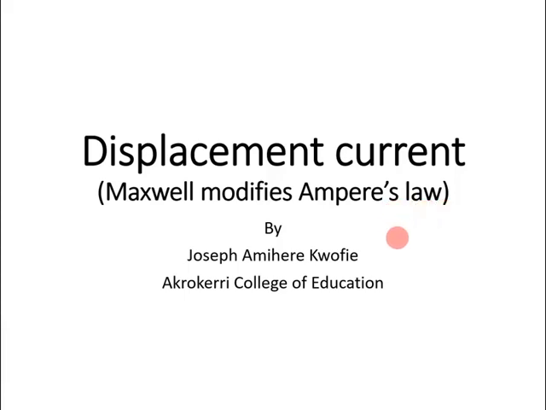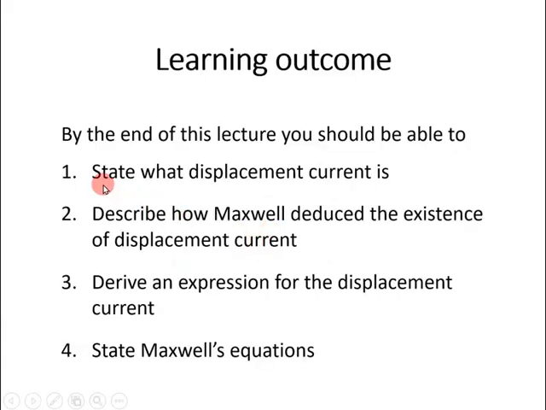We are now going to look at an important discovery made by Maxwell, based on which he was able to justify the existence of an electromagnetic wave. In this video, our focus will be to state what displacement current is, to describe how Maxwell deduced the existence of displacement current, derive an expression for the displacement current, and finally state Maxwell's equations.